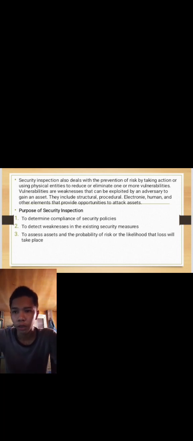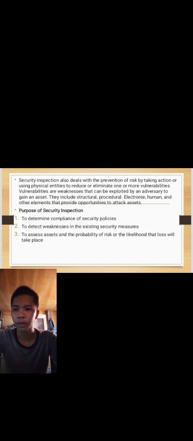Security inspection also deals with the prevention of risk by taking action or using physical entities to reduce or eliminate one or more vulnerabilities. Vulnerabilities are weaknesses that can be exploited by an adversary to gain an asset. They include structural, procedural, electronic, human, and other elements that provide opportunities to attack assets.